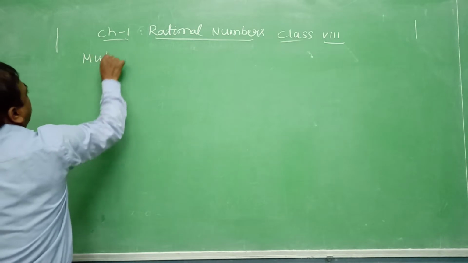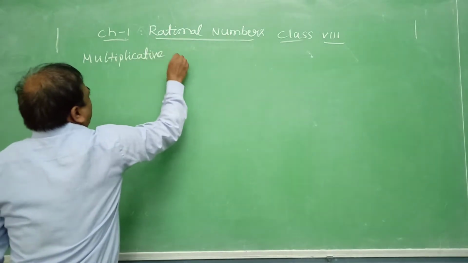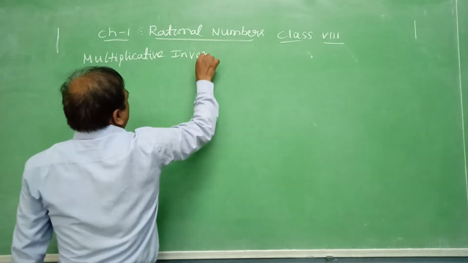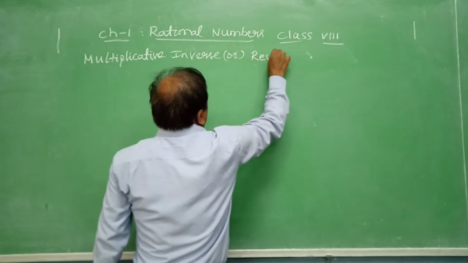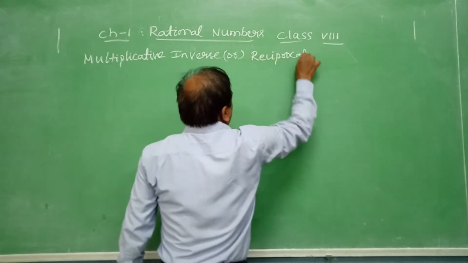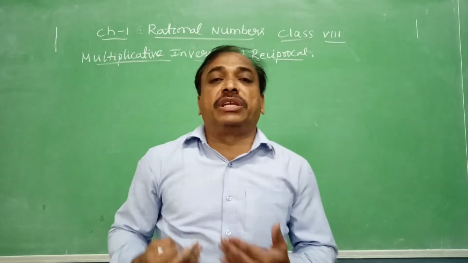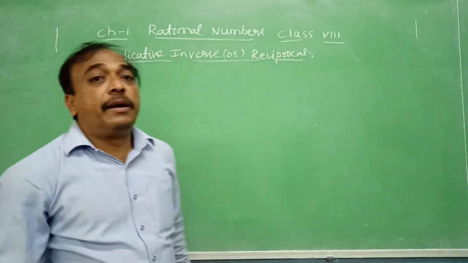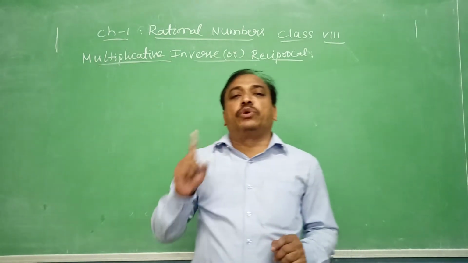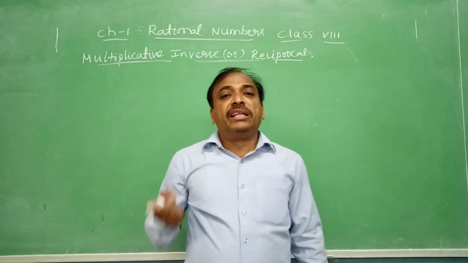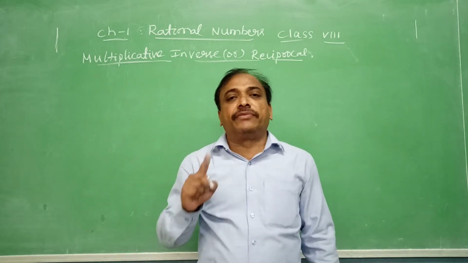Multiplicative inverse, or you can write reciprocal. What exactly is this? The product of two rationals is equal to 1. Remember always, if the product of two rationals is equal to 1, then each one is called the multiplicative inverse of the other.